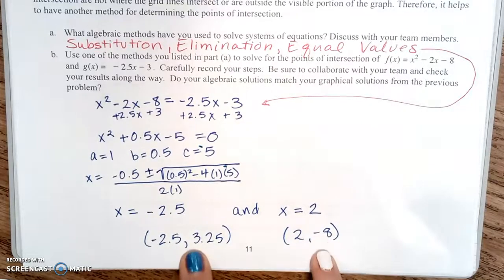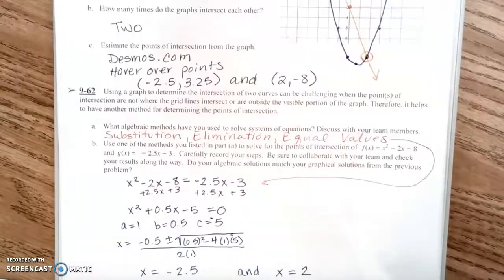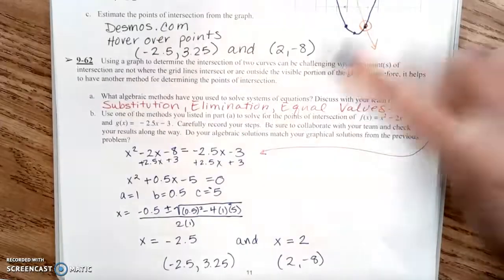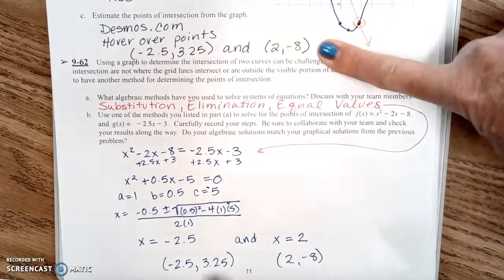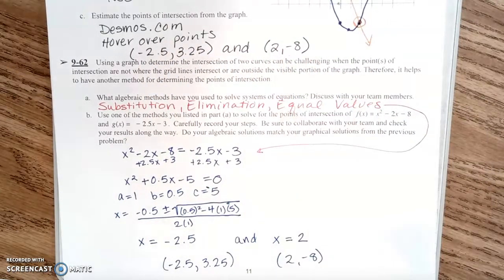Notice that these two answers are the same answers we got right here. These two answers are the same as these two answers. Question 61 was done graphically in Desmos, and question 62 was done algebraically using the equal values method. Okay, it's just two different ways of doing the same problem.